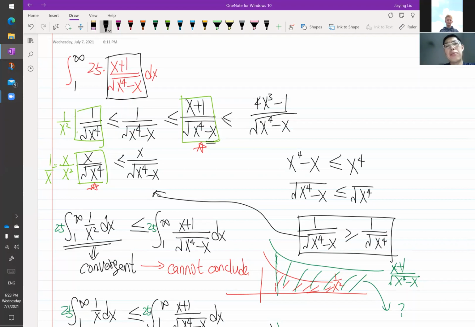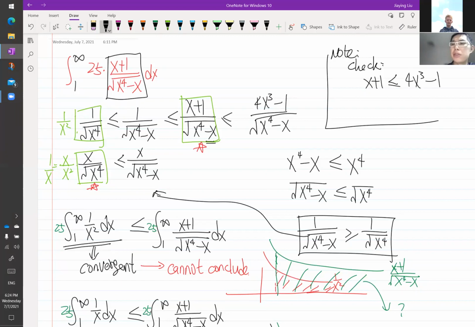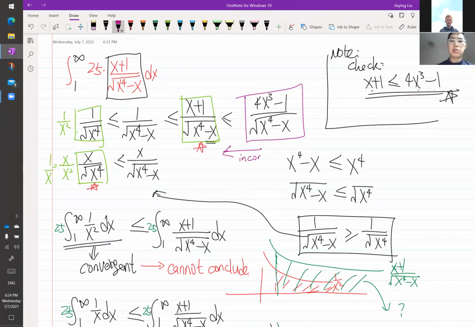But I don't think that's really going to help you much in this case, in terms of being able to use a comparison test. But just note, need to double check, x plus 1 is actually less than or equal to 4x cubed minus 1. x equals 1, x equals 2. I think that is true, but I might be wrong. So this is just me guessing. If you work on this function that's bigger than the given function, you're probably not going to be able to make any conclusion. But I did not try that. I'll try that later.